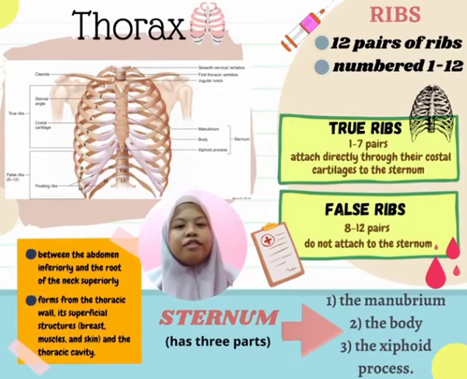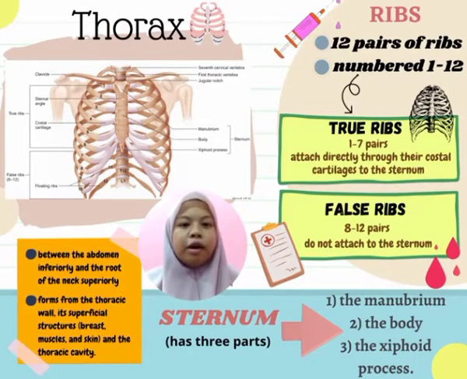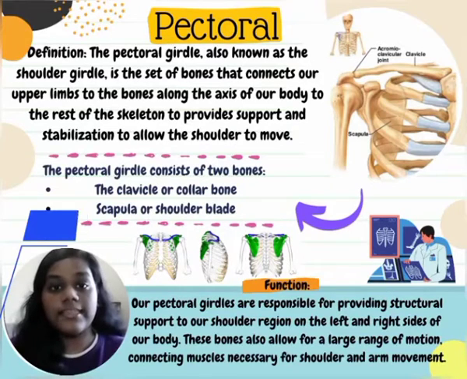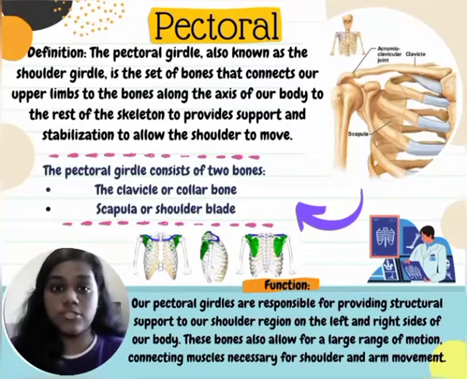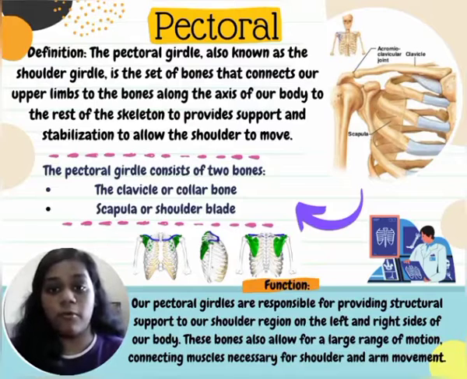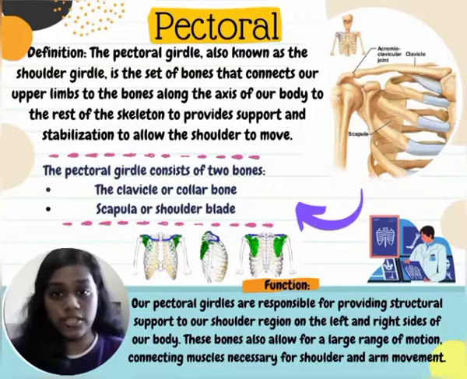So the sternum has 3 parts, which are the manubrium, the body, and the xiphoid process. The pectoral girdle is also known as the shoulder girdle. This is the set of bones that connects our upper limbs to the bones along the axis of our body, providing movement and stabilization to allow the shoulder to move. The pectoral girdle consists of 2 main bones, the clavicle, also known as the collarbone, and the scapula, also known as the shoulder blade.